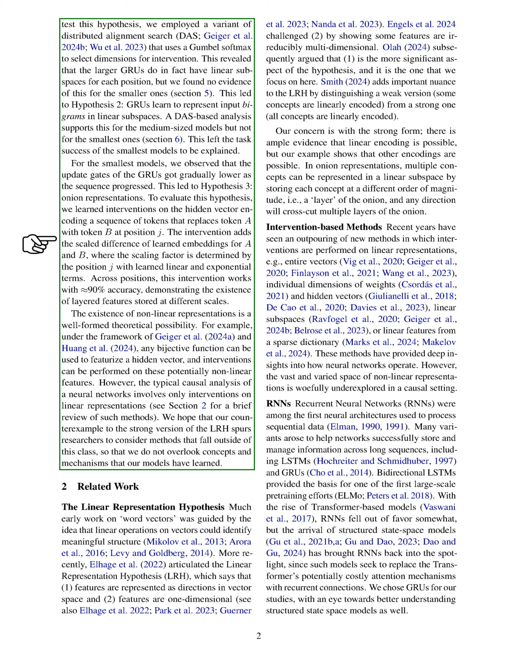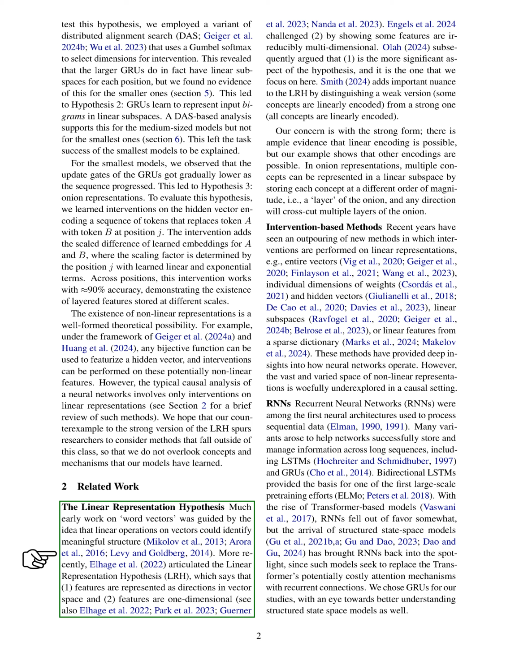We acknowledge that nonlinear representations are theoretically possible, as any bijective function can be used to featurize a hidden vector. However, most causal analyses of neural networks focus only on linear representations. We hope our counterexample to the strong LRH encourages researchers to explore methods beyond linear encodings, ensuring we do not overlook the diverse concepts and mechanisms learned by our models.